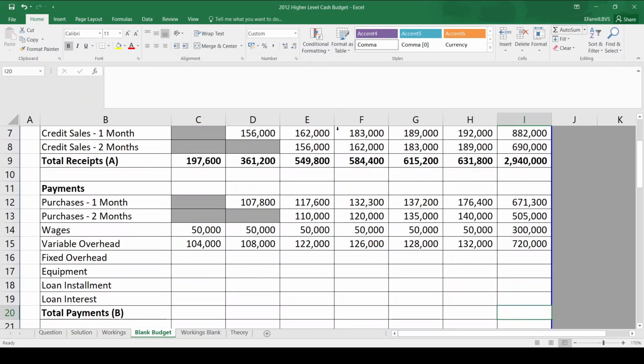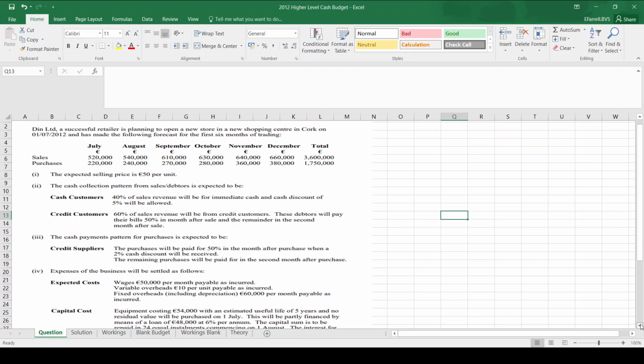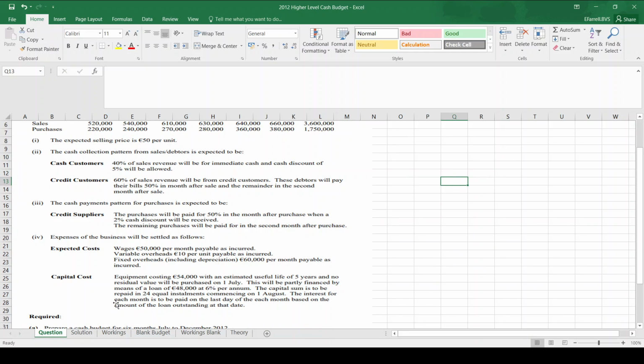Fixed overheads is the next thing we have to work out. In the question it says fixed overheads, including depreciation, 60,000 per month payable as incurred. There's a reason including depreciation is in brackets, because you have to take it out of fixed overheads, because depreciation is a non-cash item. So we need to work it out and take it away from the fixed overhead each month.